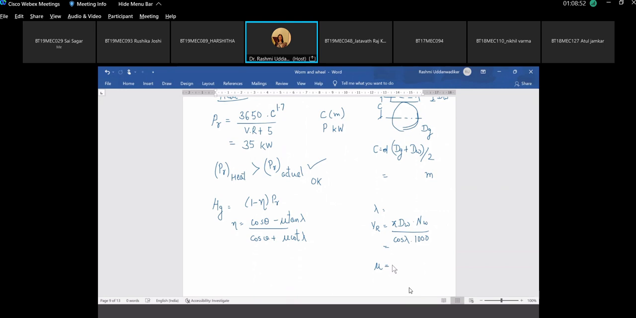Please complete this part and then we'll stop. Lambda value we have taken is 18. dw you know, nw you know. Give me Vr quickly, please. That's 706 meter per minute.